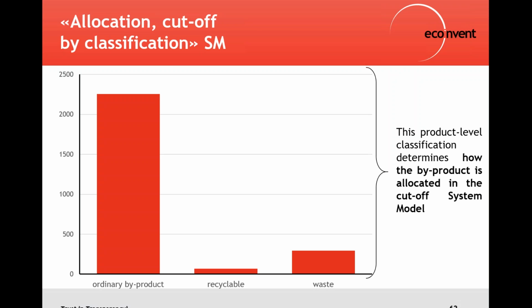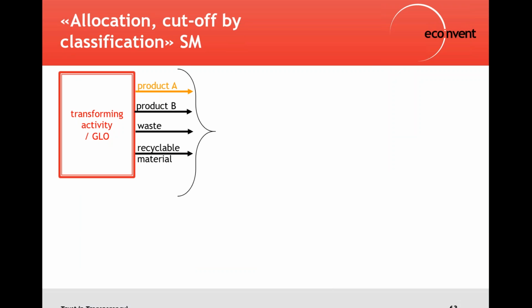How can this possibly happen? So let's take an example. Let's take this transforming activity that is producing products A and B, and it's also producing a waste and a recyclable material. Products A and B being just ordinary byproducts.